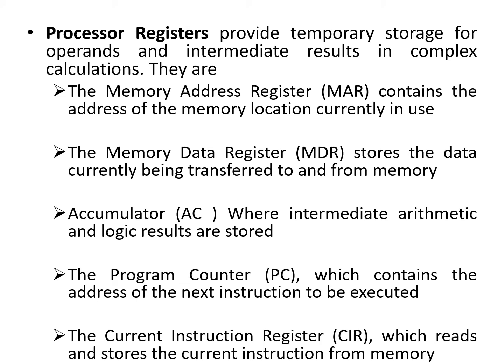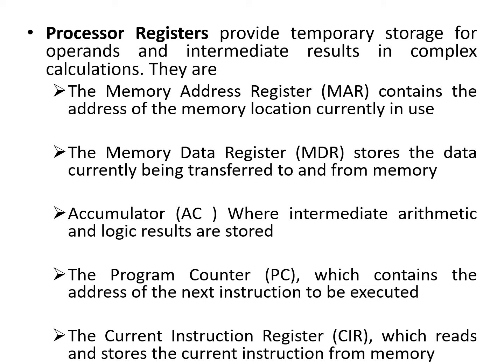Next are the processor registers, which provide temporary storage for operands and intermediate results in complex calculations. They are the memory address register, memory data register, accumulator, program counter, and the current instruction register. The memory address register contains the address of the memory location currently in use, and the MDR stores the data currently being transferred to or from the memory.